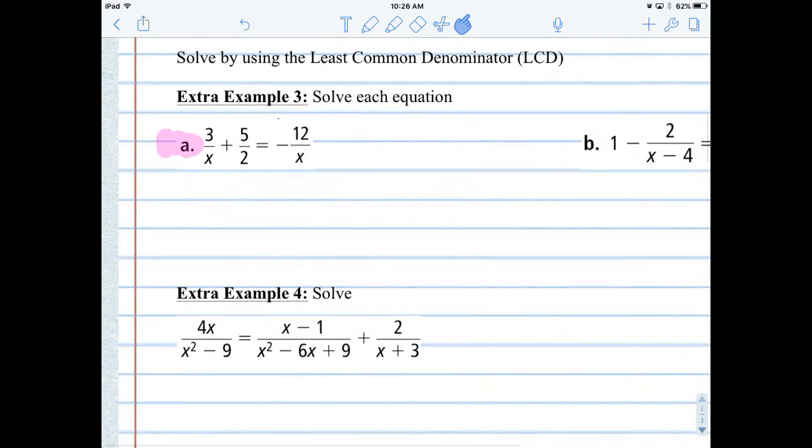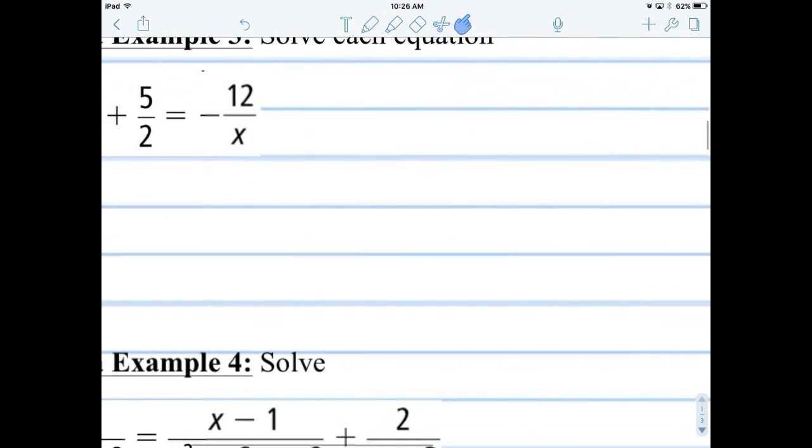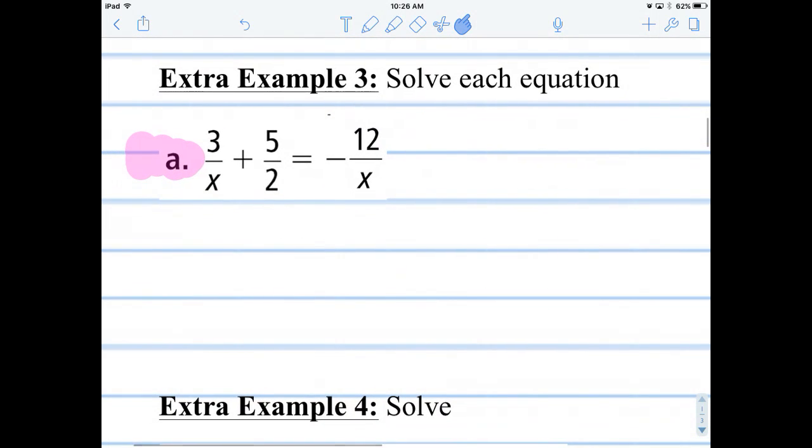Let's zoom in so we just talk about this one problem. 3 over x plus 5 over 2 equals negative 12 over x. So I actually can't use cross multiplying on this one. Not unless I was to take these two fractions right here, get a common denominator and add them. Then I could use cross multiplying, but that requires a lot of work.